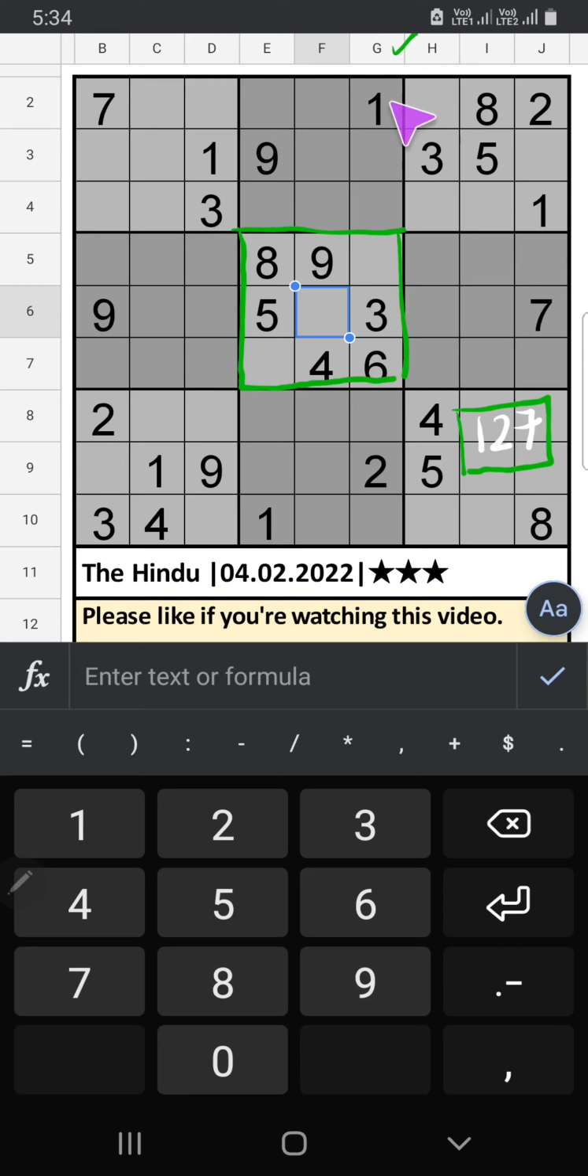Column G, we have 1 and 2. It can't come in this cell, it will come in any one of the cells. Then only one number is remaining, 7. 7 is confirmed here. Then only two numbers are remaining, 1 and 2. Column E, we have 1. So 1 can't come in this cell. Then 1 is confirmed here. Then 2 is here.